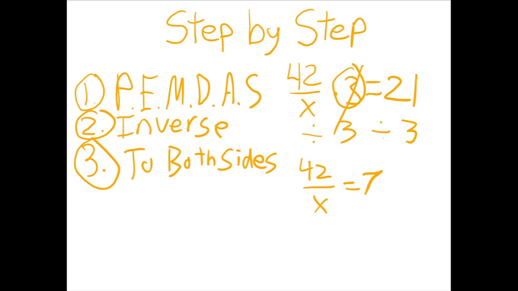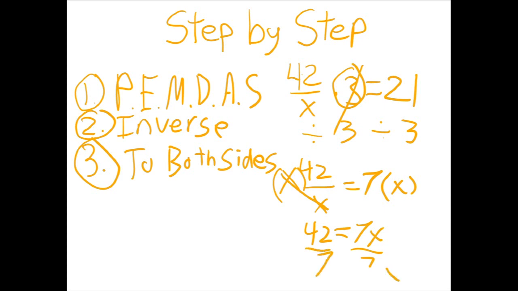Now I have to do the inverse of that. So multiply by x. Multiply this side by x. And I did it to both sides, and then simplify. So 42 equals 7x. Keep repeating the steps. Okay, I've got multiplication now, 7 times x. So divide by 7. And that is going to leave me with x equals 6.